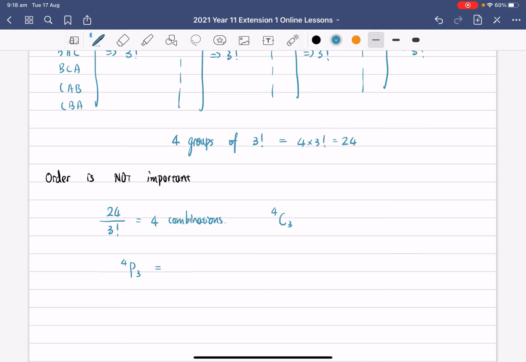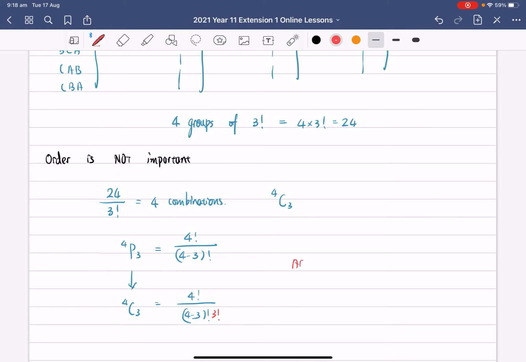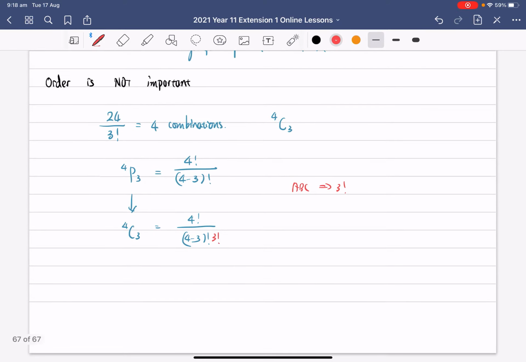However, if I want to find the combinations, then we simply divide it by 3 factorial. So 4P3 is equal to 4 factorial over 4 minus 3 factorial. And in order to change that into 4C3, we simply divide it by another 3 factorial, because within those 3 elements, we don't need to rearrange them. Like A, B, C is the same as A, C, B. So there's no need for the 3 factorial ways of permuting A, B, C here. So we divide by 3 factorial, and that's how we get the answer.